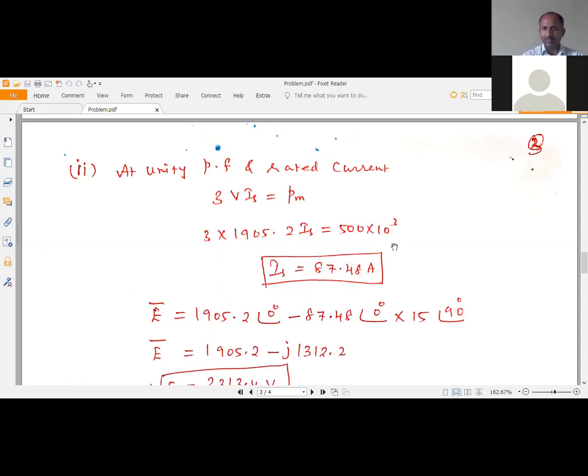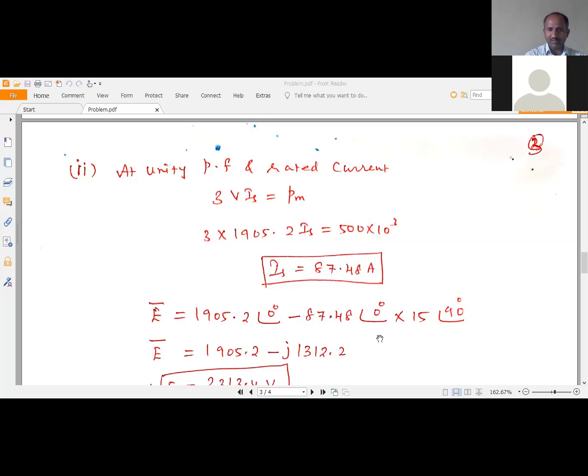Then simplifying this, IS is equal to 87.48 ampere, and next you obtain the value of E bar. You know the formula: E bar is V minus IS into j into XS. By using that, you find the value of E bar. So this is the value of V, 1905.2 at an angle of 0 degree, minus IS, which is 87.48 at an angle of 0 degree, into j into XS, the value of 15 ohm is given.